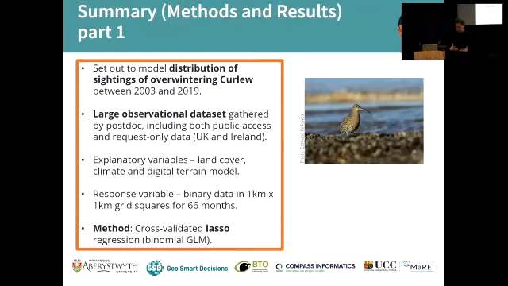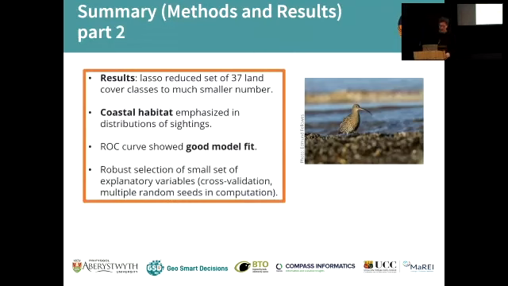We had this filtering step that reduced the number of land cover classes that ended up in the models. And the coastal habitats emerged quite prominently in the results, quite consistently across the whole of the study. The receiver operator characteristic curve showed a good model fit, and it was a robust selection of a small selection of explanatory variables using cross-validation and multiple random seeds in the code that I wrote.